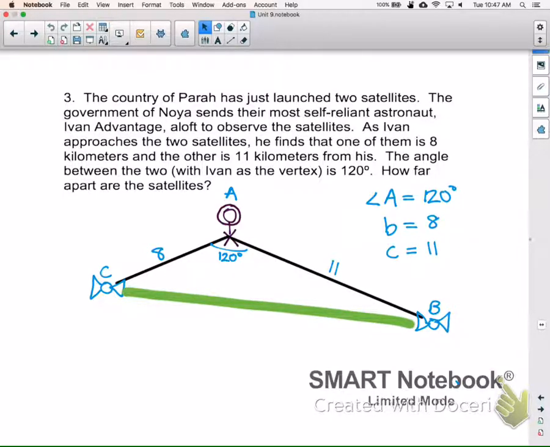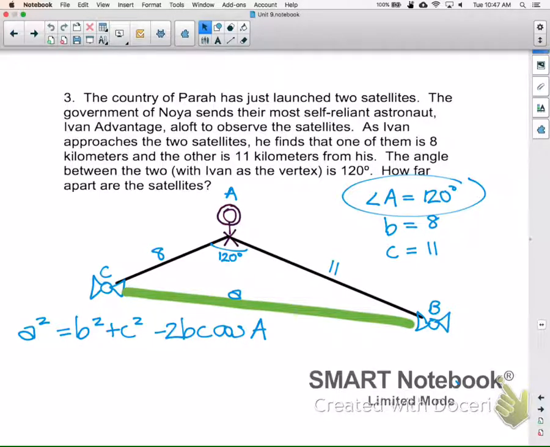Therefore, based off of that information, can I use law of sines or law of cosines? Cosines, because I do not have what? An angle side pair. I also use the version based off of the angle that I am given, which means I use the a squared version. Take a minute on your own. In this case, we're solving for side A because that's what they asked for, the distance between the two satellites. Should just take a minute. Plug that in your calculator.